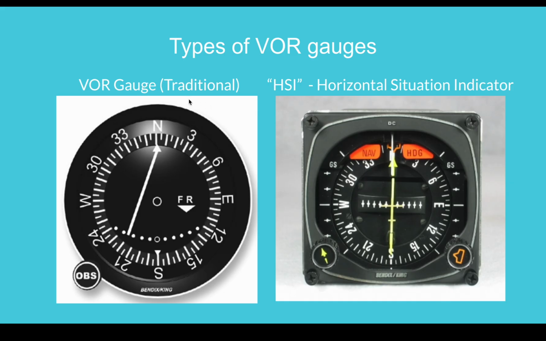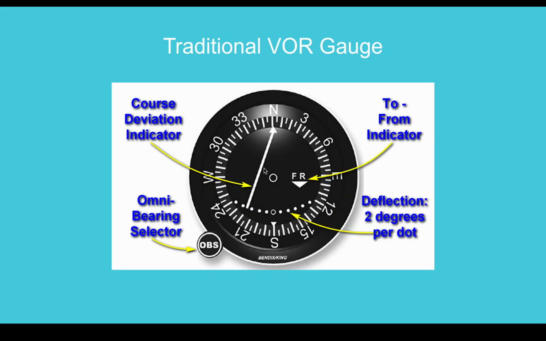There are two kinds of gauges, so label your notes with these. There's the VOR gauge, the traditional gauge, a lot of times called the CDI. And then over here we have the HSI, the horizontal situation indicator. Of course we'll explain those in way more detail in class, but I did put a picture in your notes of the different parts of it that are labeled.